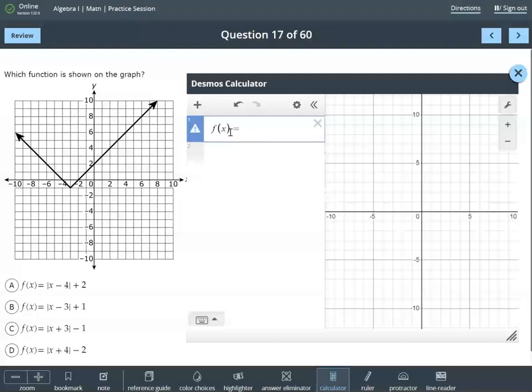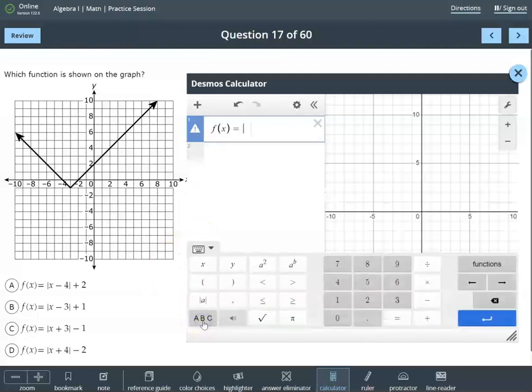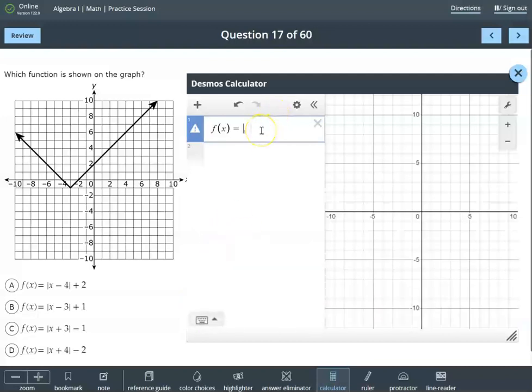F of x equals, the absolute value symbols on your keyboard are right above Enter on the right-hand side of your keyboard. You'll hit Shift and then hit that if you're using a keyboard. The kids also have this keypad at the bottom, and if you open this up, you have absolute value symbols right here above ABC. So that's another way to type that. My students and I, probably because I prefer typing everything on the actual keyboard and not using the keyboard that's provided inside the Desmos calculator.